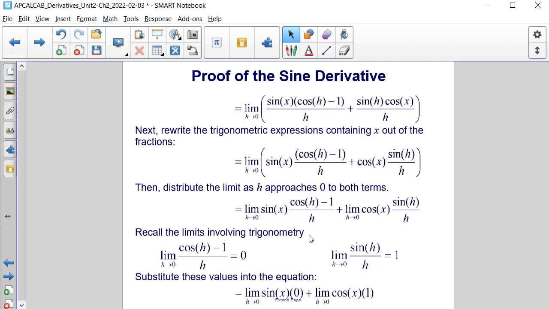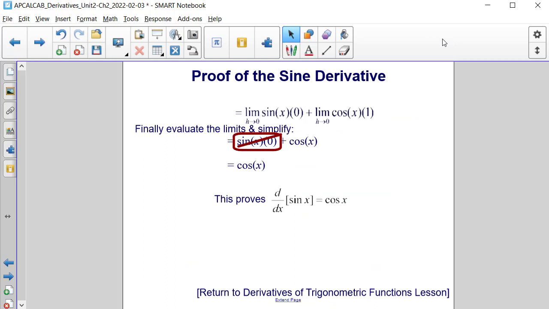Recall the limits involving trigonometry. The limit as h approaches 0 of cosine of h minus 1 divided by h is equal to 0. And the limit as h approaches 0 of sine of h divided by h is equal to 1. If we substitute these values into our equation, we now have the limit as h approaches 0 of sine of x times 0 plus the limit as h approaches 0 of cosine of x times 1.